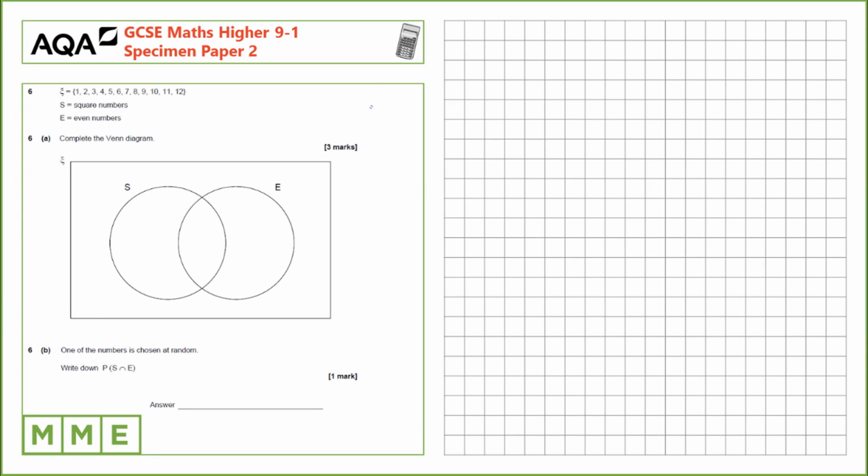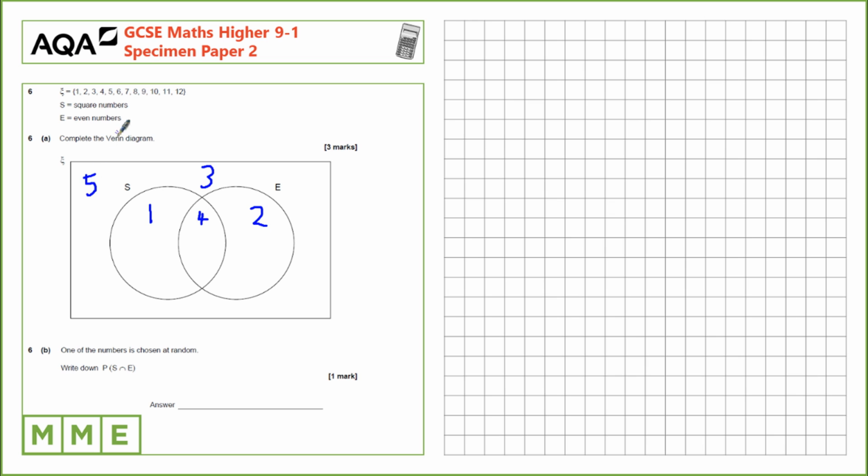Question 6. We need to complete this Venn diagram given the information above. This is our total set of numbers from 1 to 12, and we need to sort them into square numbers and even numbers for 3 marks. So 1, that's a square number. 2, that's even and not square. 3, that goes outside because it's odd. 4, that's a square and even, that's going to go in the middle.